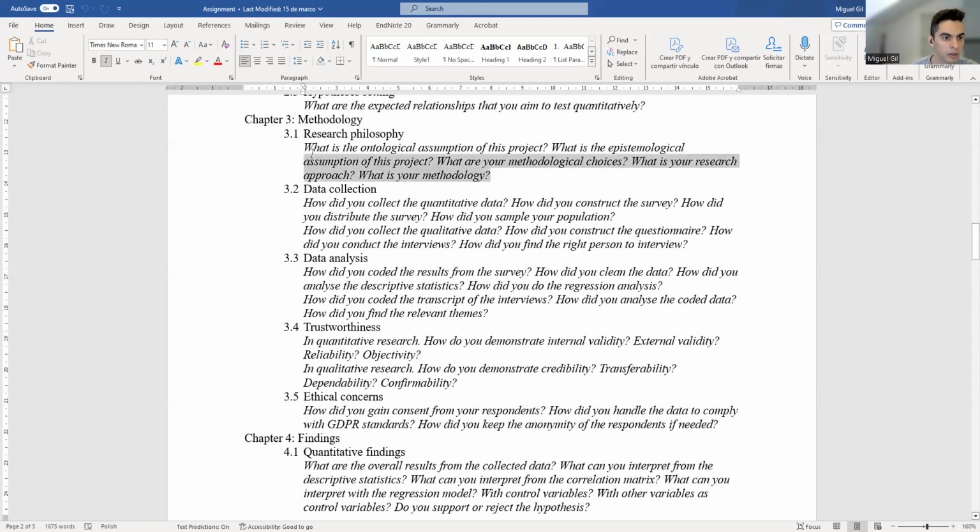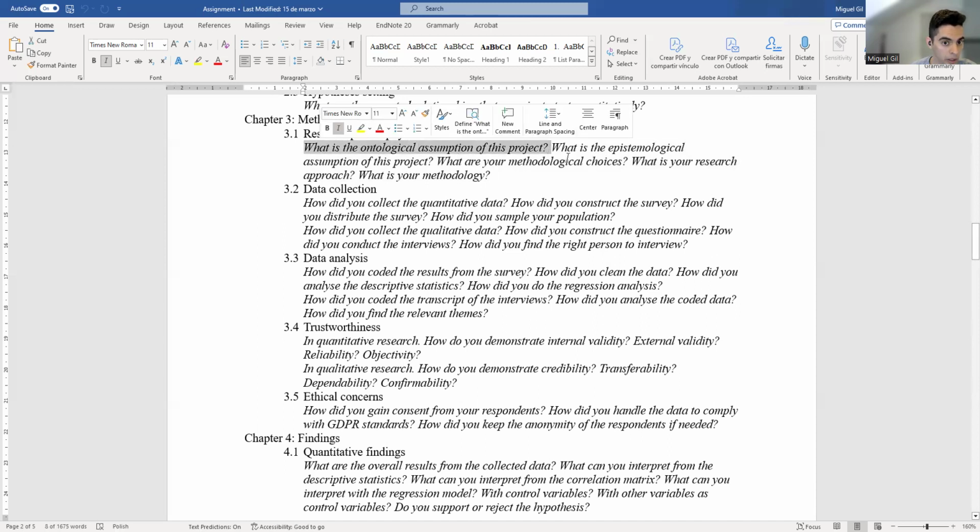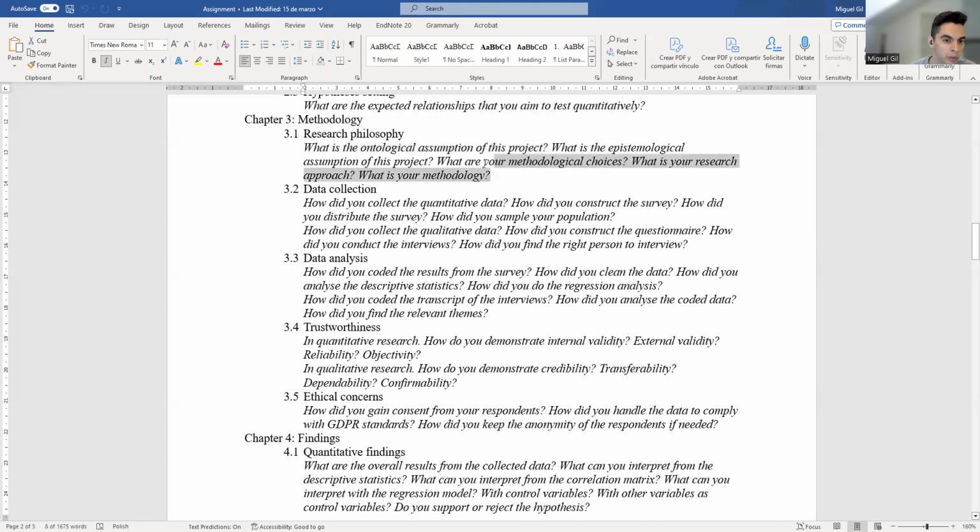I think this 3.1 is good enough with only one paragraph. You don't need a lot. Maybe you need like 2 sentences to state what are your assumptions, ontological assumptions, epistemological assumptions. Why did you choose these methods? Why is it coherent, your assumptions with your methods? And what is your approach? Remember, in the end, all of this research philosophy is about showing coherence. That's again, one paragraph or maybe 2, it's okay. You don't need a lot.